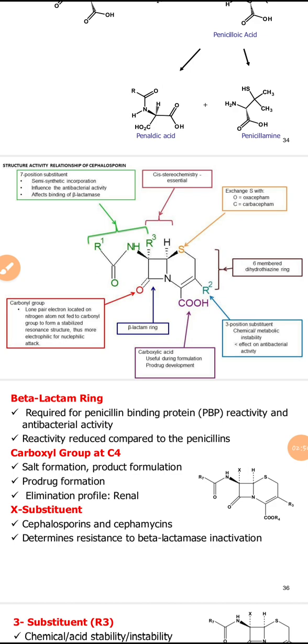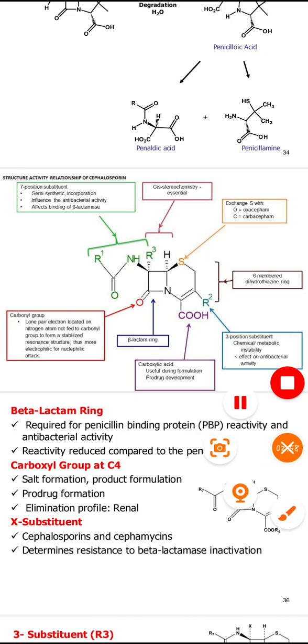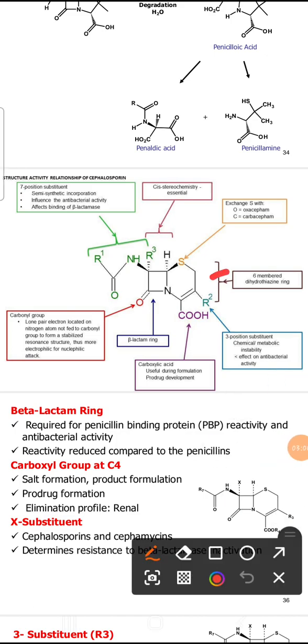For example, in the case of some derivatives, the presence of a halogen atom or alkyl or alkoxy substitution at R2 increases acid stability and chemical stability. They also have a greater effect on antibacterial potency. This R2 substitution, or 3 substitution, is very important.